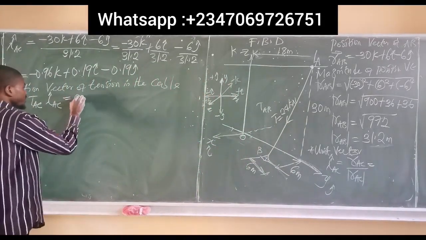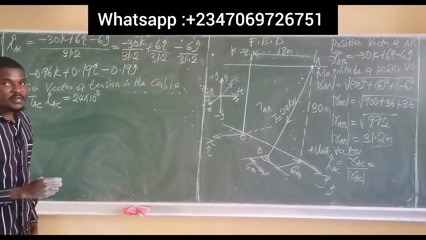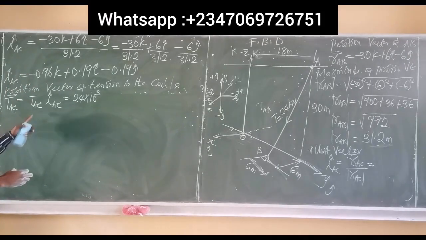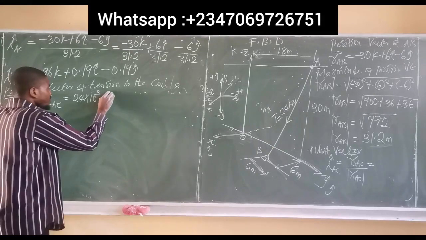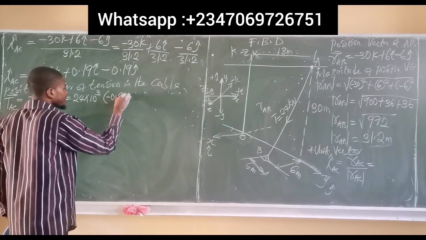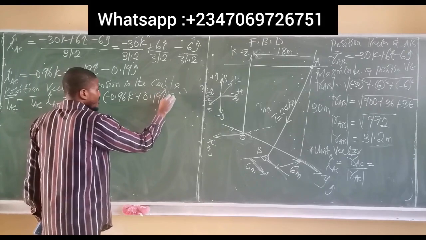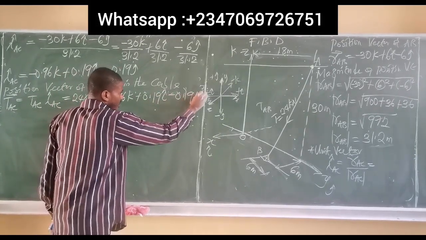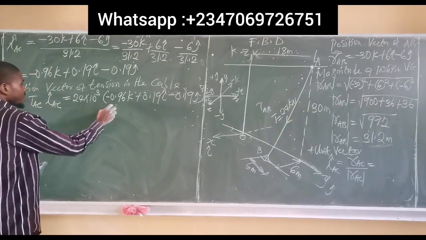So that means you have 24 times 10 to the power of 3, or simply 24,000, multiplied by the unit vector, whose values are minus 0.96k plus 0.19i minus 0.19j. So the tension in cable AC is now equal to, let's expand, 24,000 multiplied by minus 0.96.